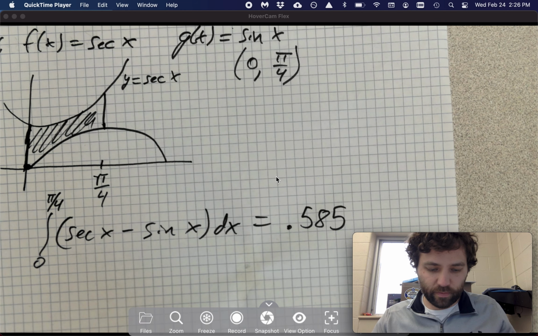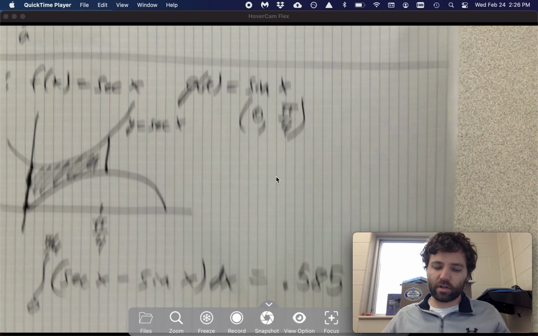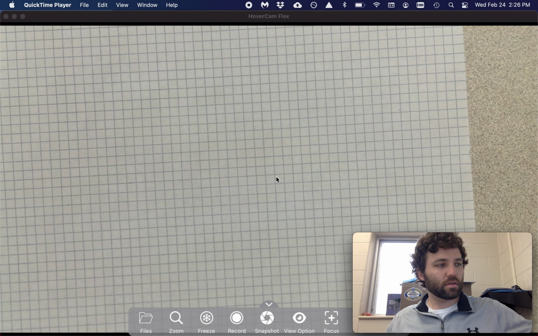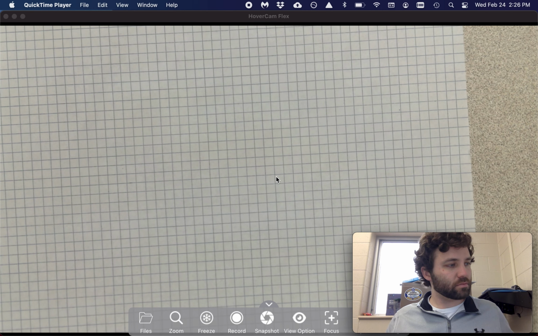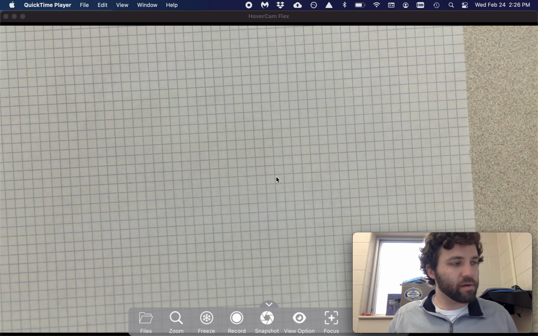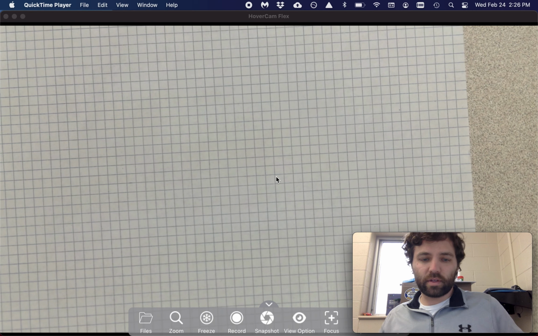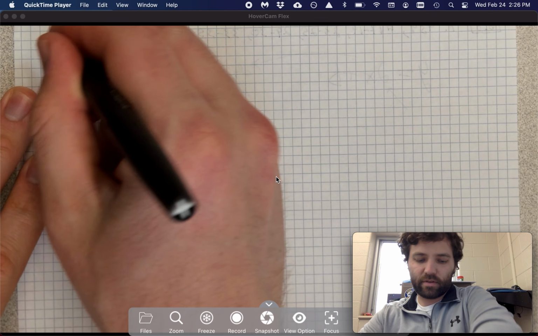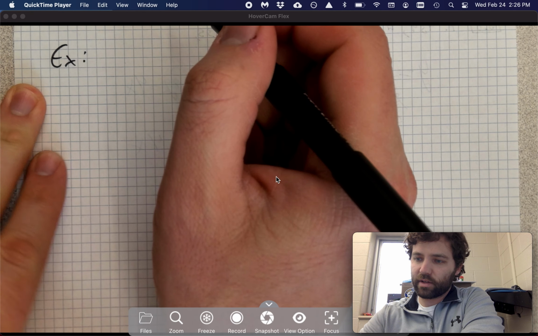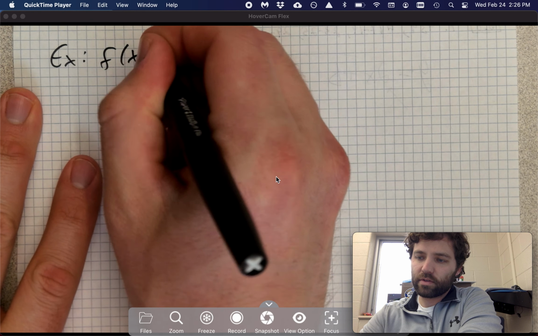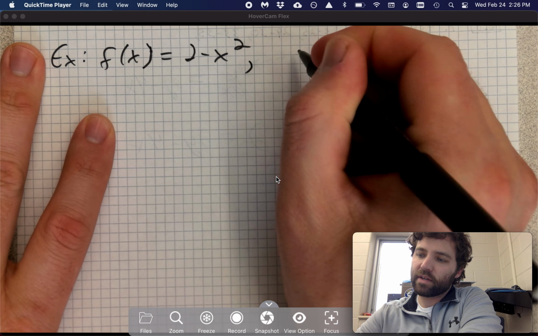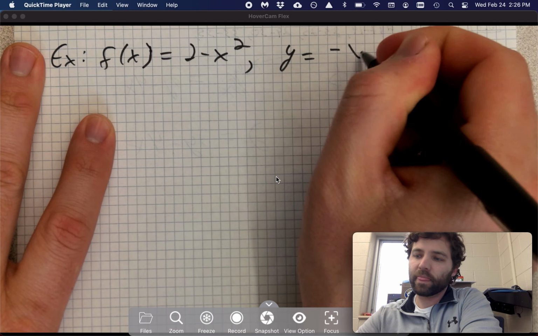We'll do one more example. This is going to work no matter what, whether it's all above the x-axis or not. And so let's look at an example where we have that situation. We'll take a look at f of x equals 2 minus x squared, and then we'll look at y equals negative x, and we'll find the area between them.